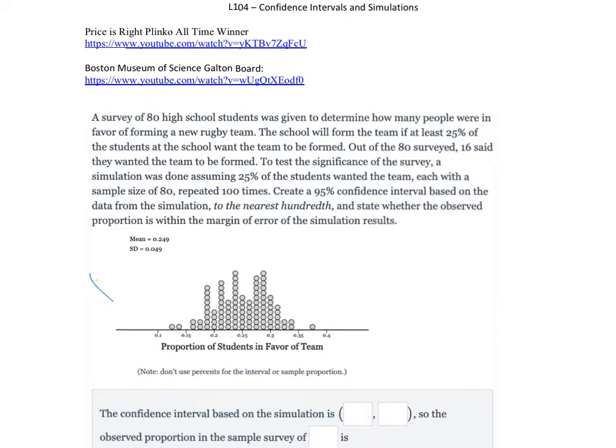So we're going to read the question first. A survey of 80 high school students was given to determine how many people were in favor of forming a new rugby team. So this is how many were surveyed. So that's our sample size. I'll write that at the top. The school will form the team if at least 25% of the students at the school want the team to be formed. Out of the 80 surveyed, 16 said they wanted the team to be formed. So this is our sample.